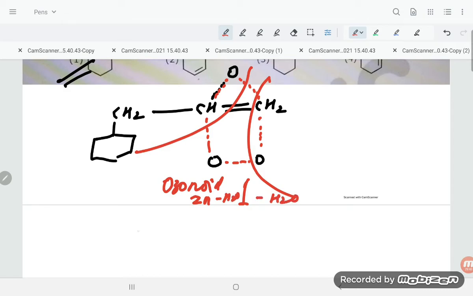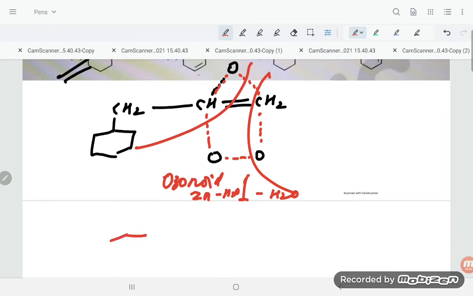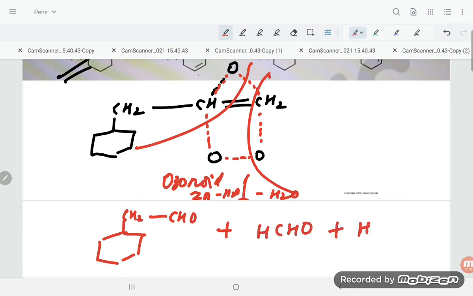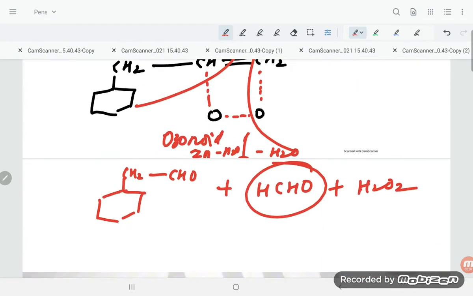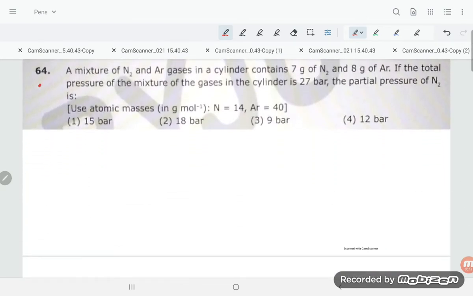So dear students, you can see the product here. What will be the product here, student? The ring is not there, dear student, the cyclo group is there. So it will be CH2 and CHO, plus HCHO, plus H2O2 getting out. So this is giving methanal, with only one carbon, and the CHO group is there. So this is our required answer, dear students. Now let us move to question number 64.